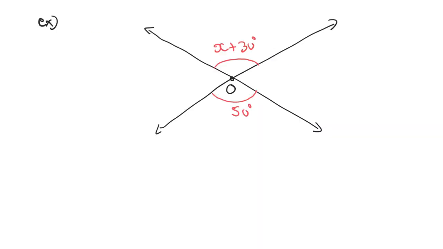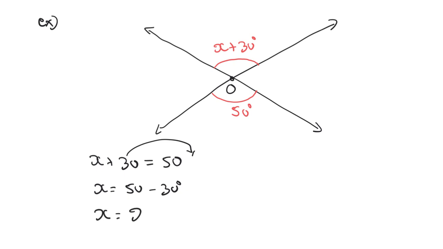Find the value of X for these two intersecting lines. Okay, what can we say about this angle and this angle? They are vertically opposite angles, isn't it? And now, what can we say about vertically opposite angles? They are equal. So can I say X plus 30 is equal to 50? And X will be equal to 50 minus 30. So the value of X is 20.